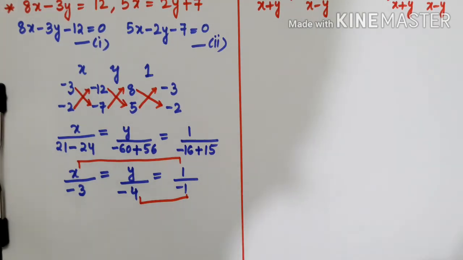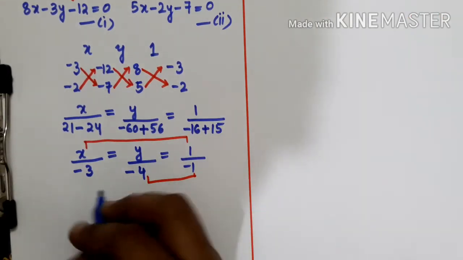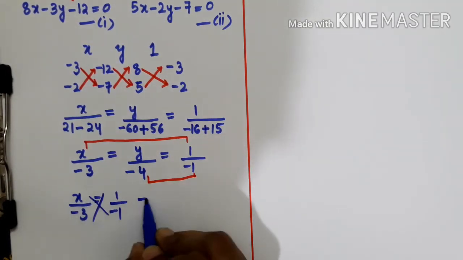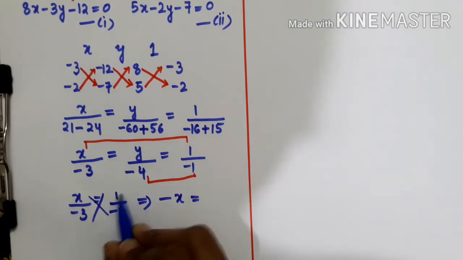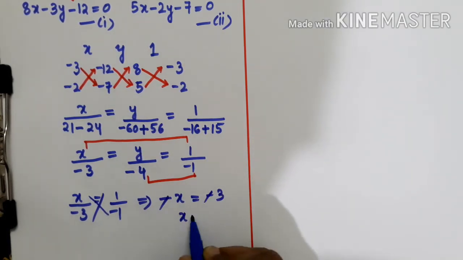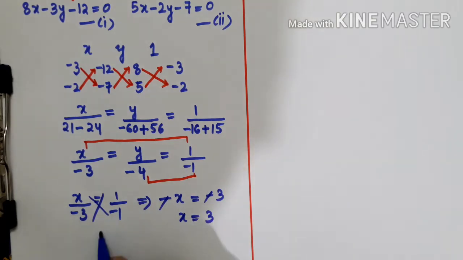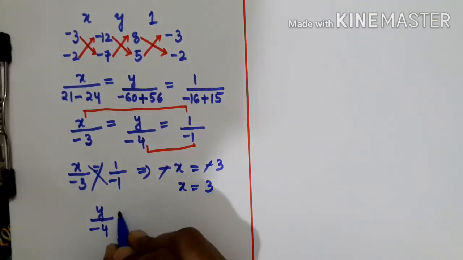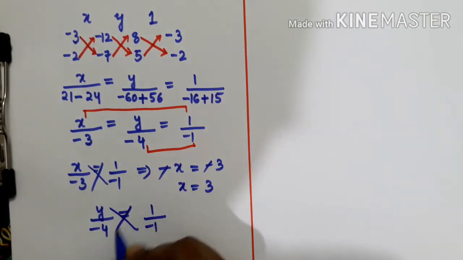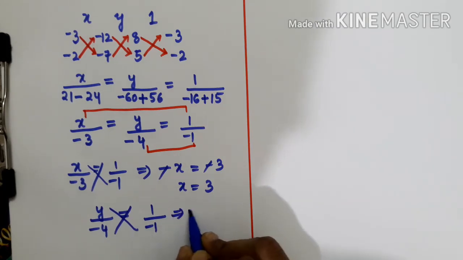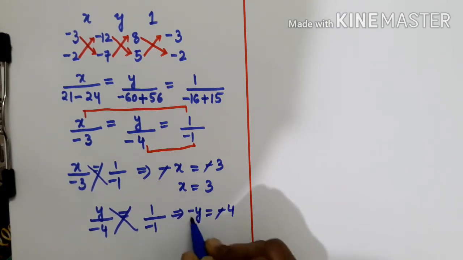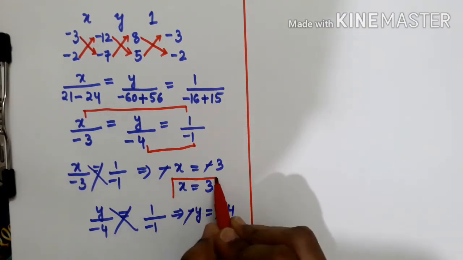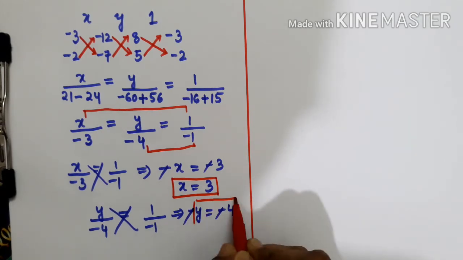So in order to find the value of x and y, now x divided by minus 3 equals 1 by minus 1. So your cross multiplication if you do, minus x equals minus 3. So minus minus and x equals 3 you will get. Then y divided by minus 4 equals 1 by minus 1. Again cross multiplication. So minus y equals minus 4. So minus minus will get cancelled and you will get 4. So here x equals 3 and y equals 4.